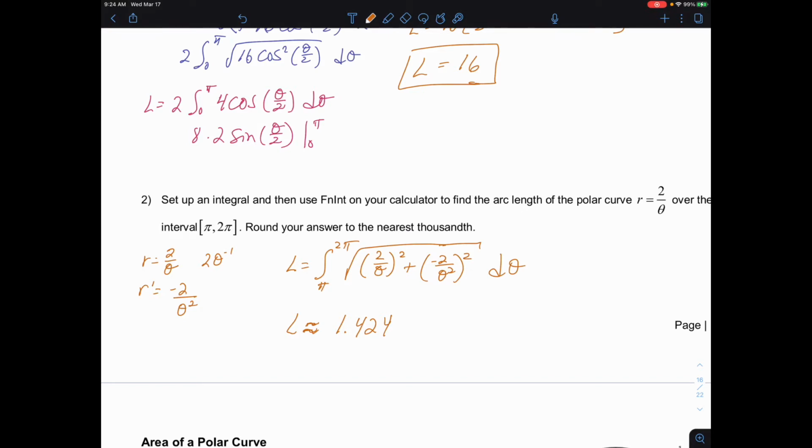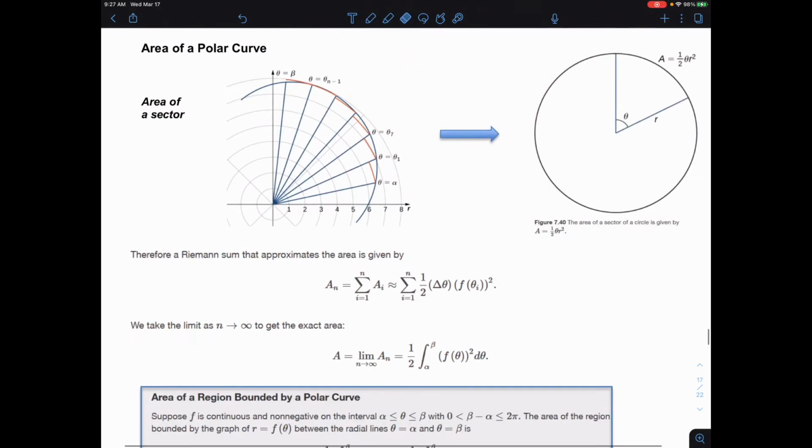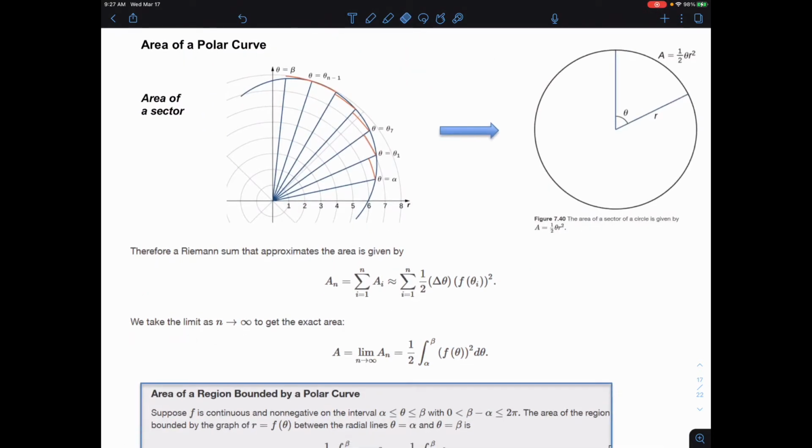So those were the arc length. Let's take a look now at area problems. So let's look at the area of the polar curve. So the area of the polar curve, we're really thinking about this as area of a sector. And our formula for area of a sector is 1/2 theta r squared.